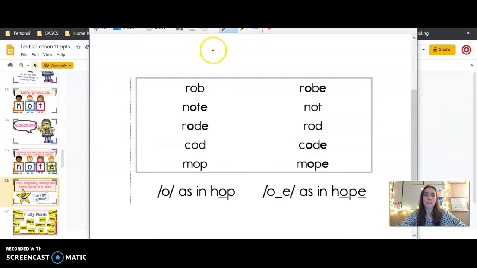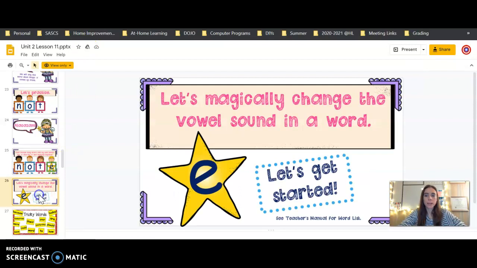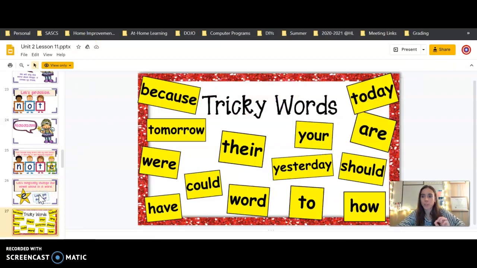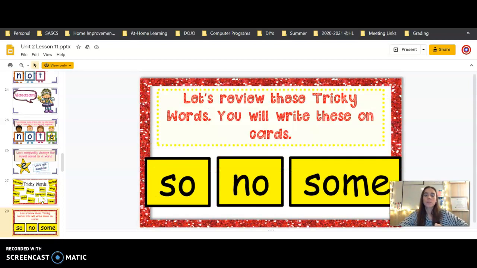Beautiful job. Okay, we're going back and we're going to talk about a few of our tricky words. Let's see if we can trick you. Let's review some tricky words. You will write these on cards. So if you have a piece of paper, go ahead and pause the video right now, get a piece of paper, and practice writing your words. Say so, say no, say some. Write them down if you have paper and pause the video.